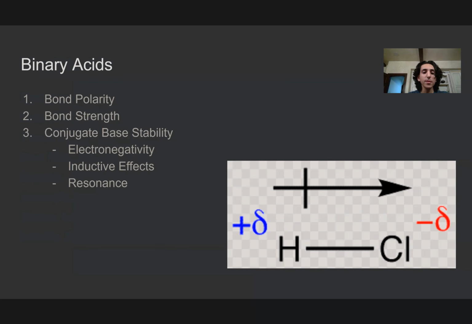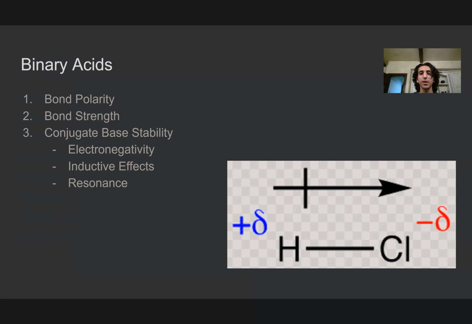This also has to do with conjugate base stability, because we know that a strong acid has a weak conjugate base, and a weak conjugate base has the characteristic of being stable. And there are three different ways to stabilize a conjugate base. It has to do with electronegativity, inductive effects, and then also resonance.